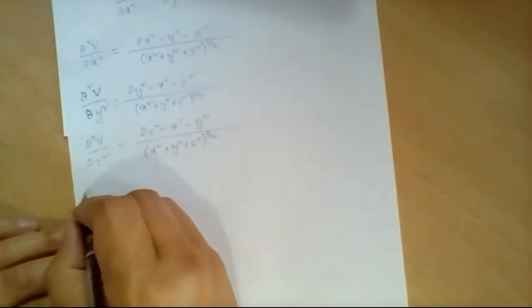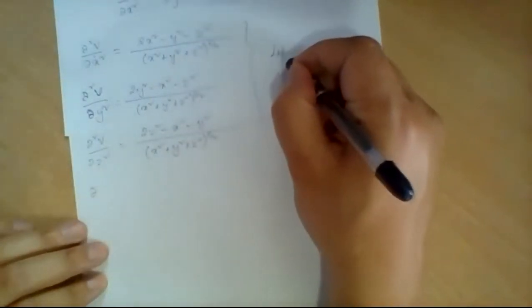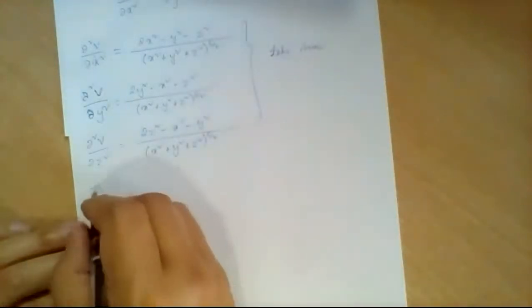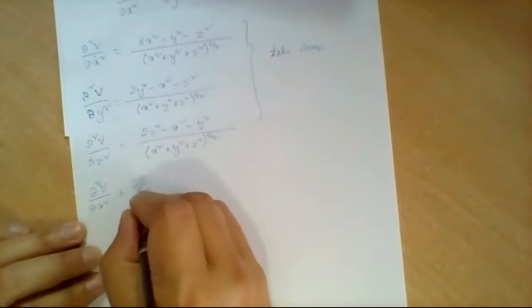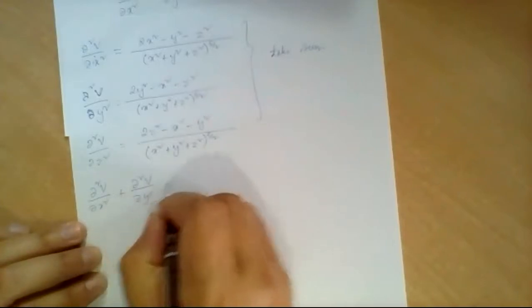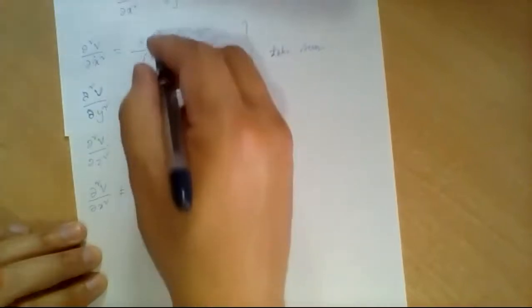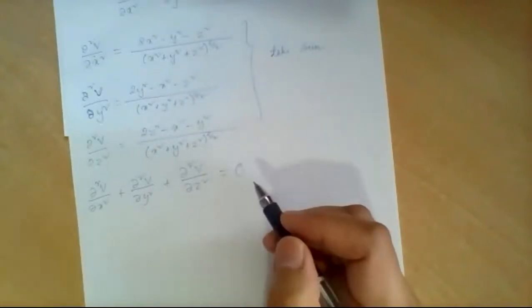What you need to do is take the sum of these three: d2f by dx square plus d2f by dy square plus d2f by dz square. When you add these three on the right hand side, you'll get the answer 0.